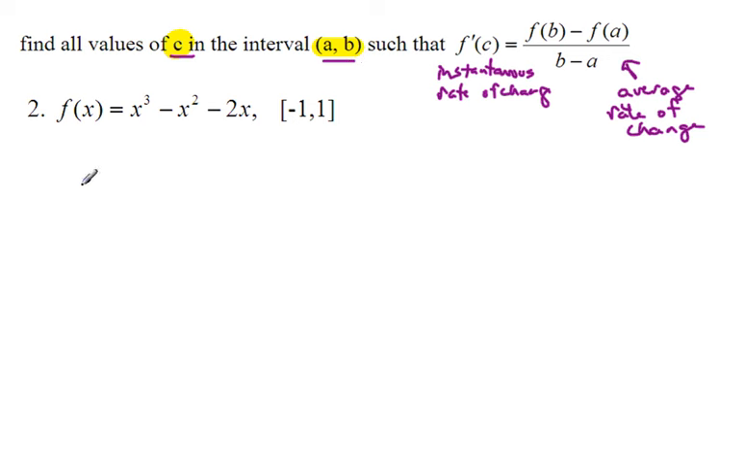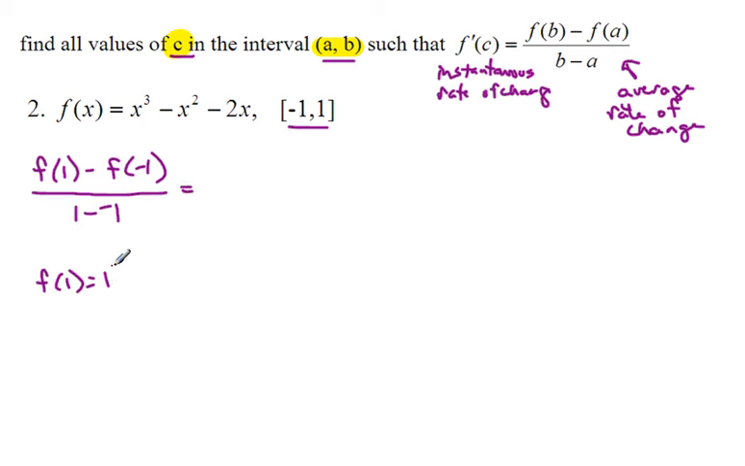All right, so when we do these, the first thing we want to do is figure out what is the average rate of change. And to do that, in this case, I'm going to do f of 1 minus f of negative 1, because I'm working in the interval from negative 1 to 1, and put that over 1 minus negative 1. So I need to figure out f of 1, so let's do that down here. F of 1 is 1 cubed, which is 1, minus 1 squared, which is 1, minus 2 times 1, which is 2, and that's going to be negative 2. So I'll put that in for f of 1.